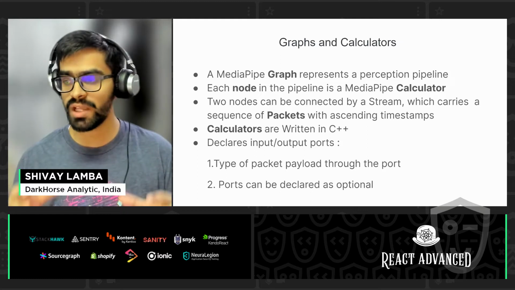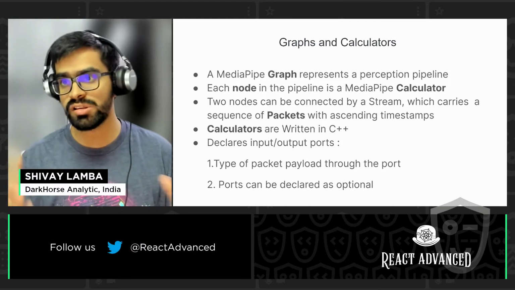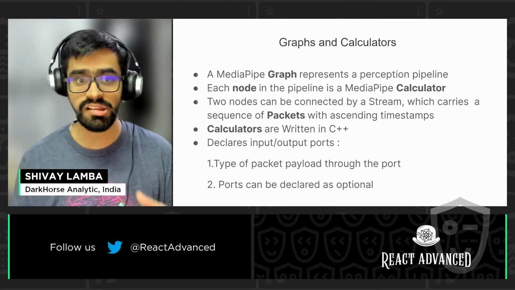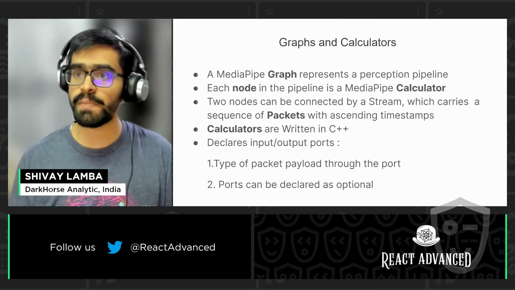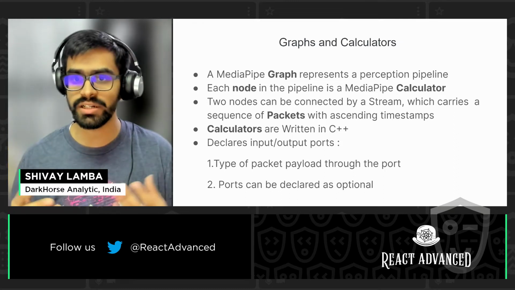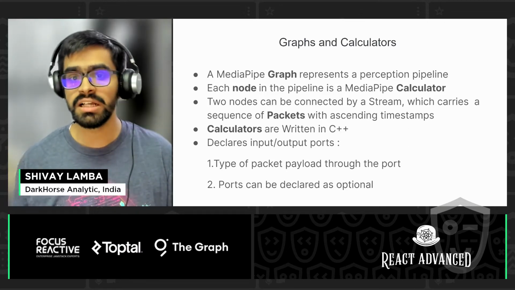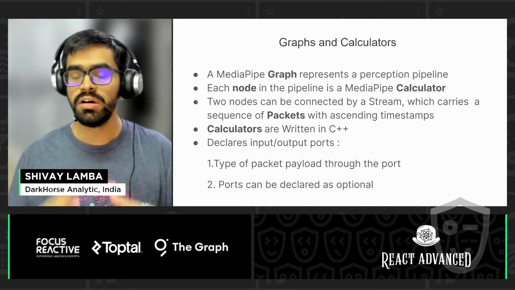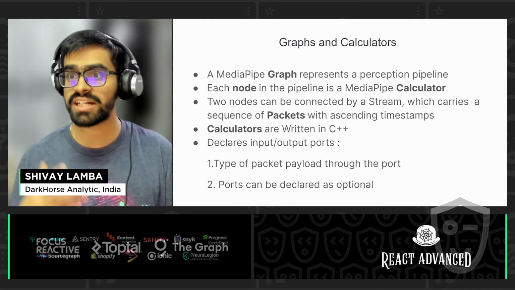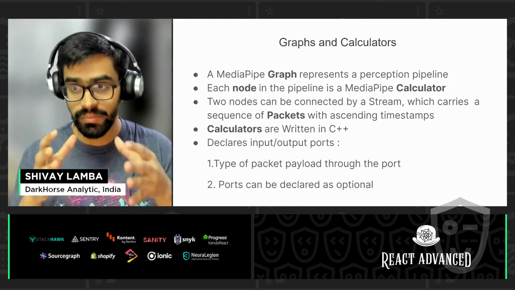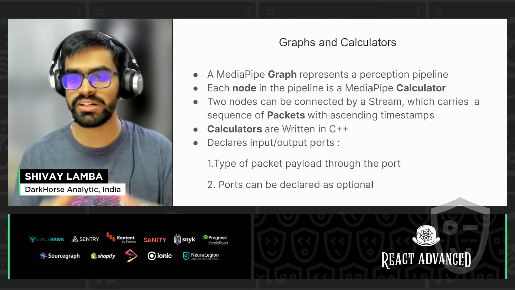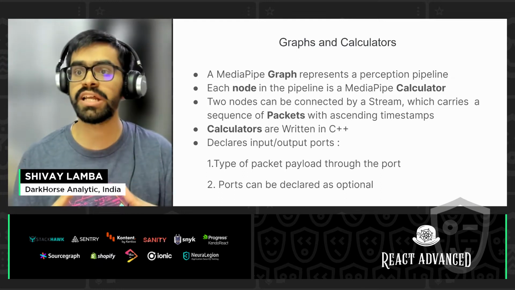So basically it consists of, you could say, a graph with nodes and edges, where the node specifically denotes the calculator. Now, essentially, the calculators are the C++ configuration files that store what exact kind of transformation is done. You could think of the calculator as the main brain behind the solution that you're implementing.